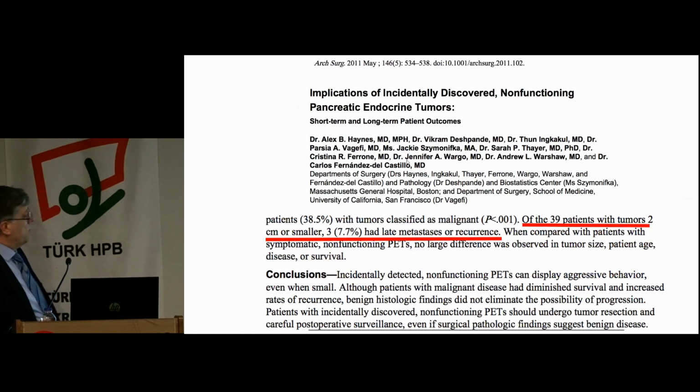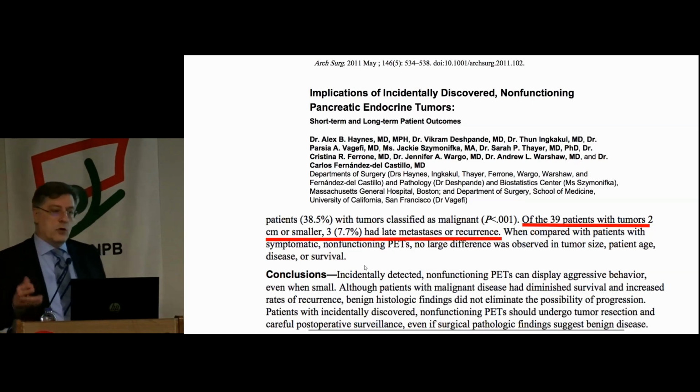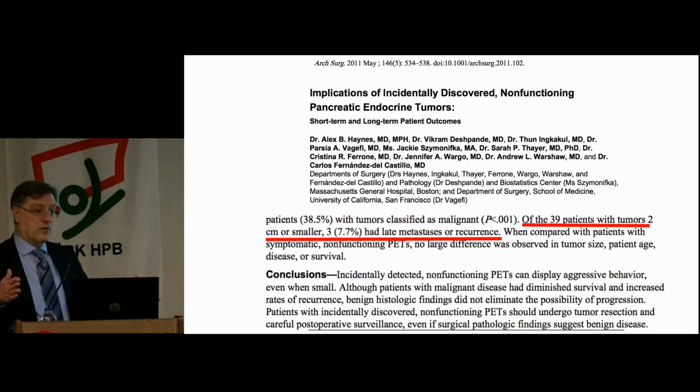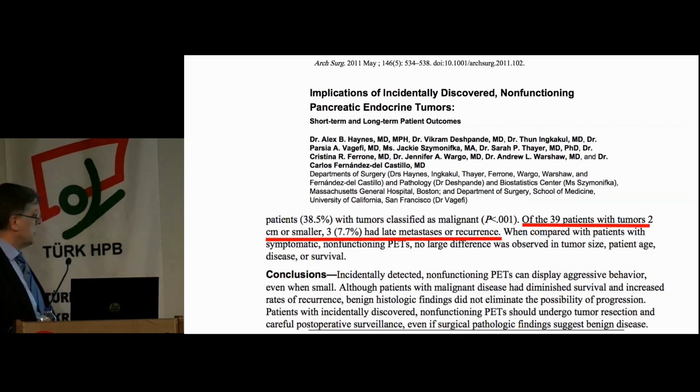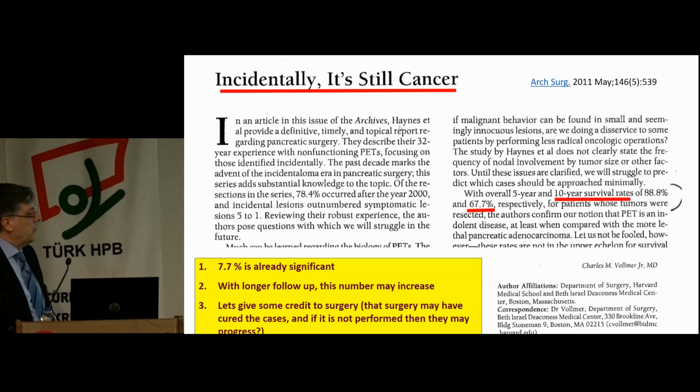This is a beautiful paper from Carlos's group at Mass General. They followed numerous patients and found that of the 39 incidentally discovered PanNETs that were resected and smaller than 2 centimeters, 7.7% were metastatic. So you may say 7.7% is not much. Or you may say, wait a minute, 7.7% is significant, especially considering the follow-up time and especially considering these are resected. And that's actually what this letter to the editor for the same paper is saying.